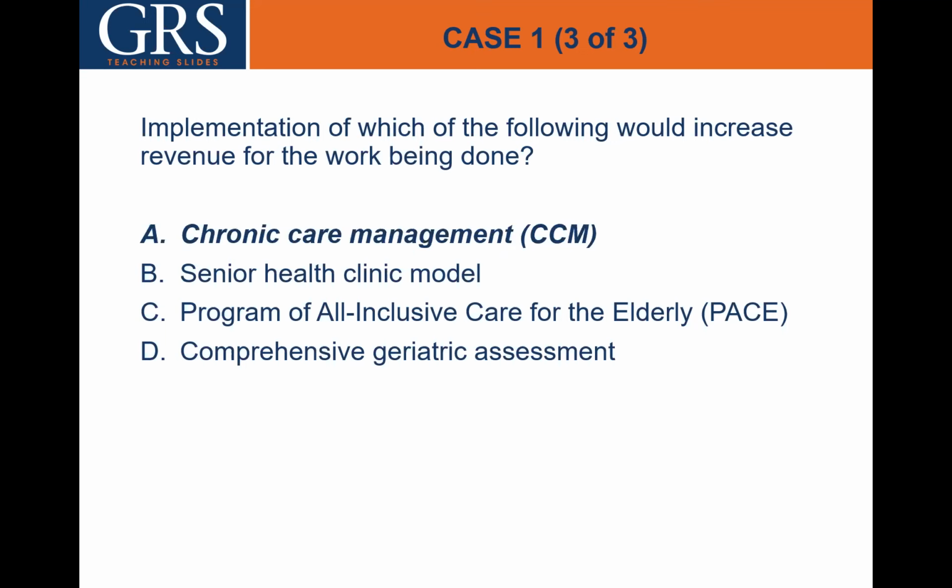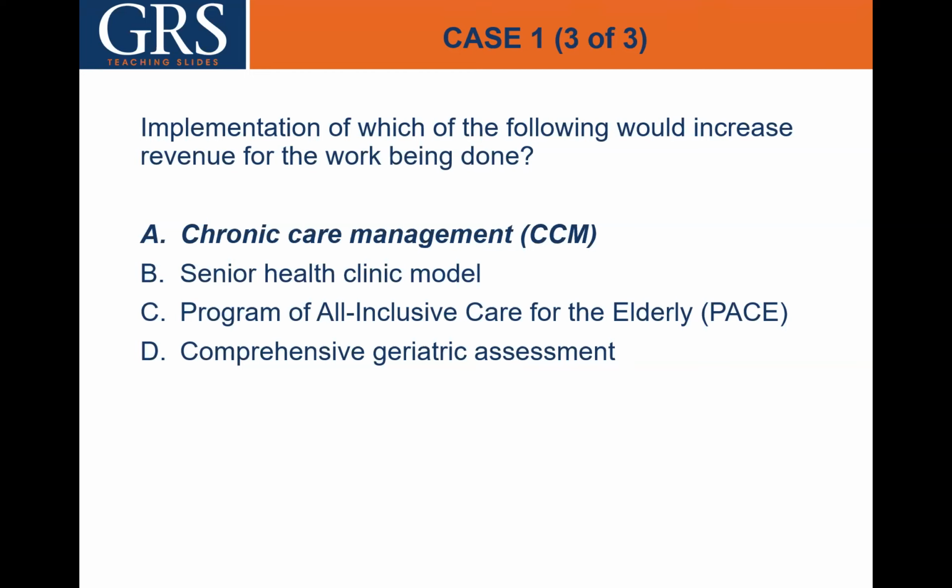Okay, the answer is A, chronic care management. Remember, as we discussed, this model requires a patient who has at least two chronic conditions expected to last for more than 12 months, and also a patient who has life-threatening conditions. So definitely this patient qualifies for this model, and it only needs a small team to take care of the patient, including a PCP, a nurse, and office staff. So it is very cost effective.